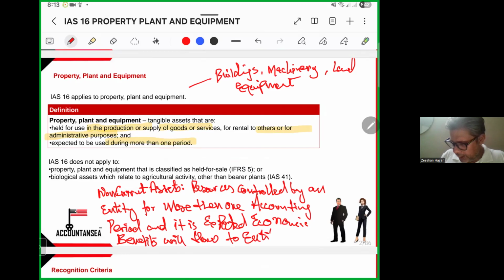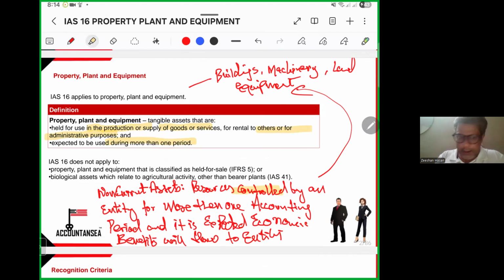So what does that mean? Non-current assets are resources. They didn't use the word own. They use the word control because entities do get assets on lease as well. So that's why they use the word controlled rather than owned. By an entity for more than one accounting period, that means more than 1 year, and it is expected that economic benefits will flow to the entity. Examples: buildings, machinery, land, equipment, etc., as we discussed.